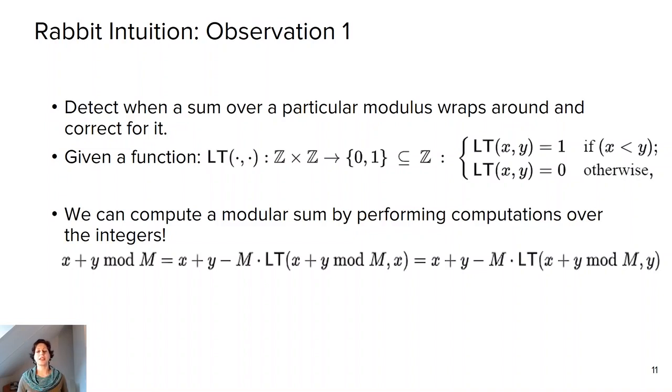Now observe that the less than function between x plus y mod m and either of the 2 summands returns 1 only if we had a wraparound. So x plus y mod m can be smaller than either of the 2 summands only if we had a wraparound. And that's exactly our wraparound detection. Now, by using this flag and multiplying this with a modulus quantity capital M, we can correct for the wraparound, as you see on the formula on the slide, by subtracting this quantity when the wraparound happens.